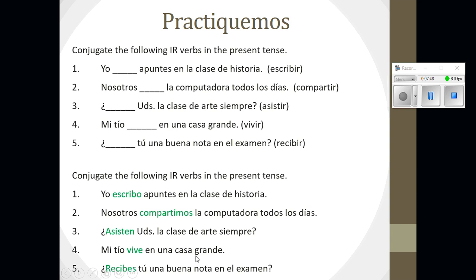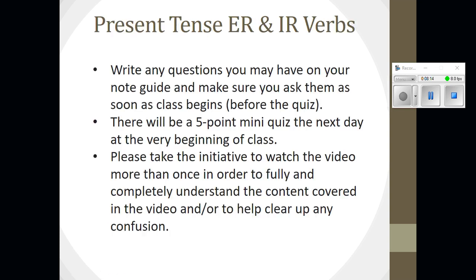4. Mi tío vive en una casa grande. My uncle lives in a big house. Here we've dropped the IR and added E because my uncle is like saying he. And finally, 5. ¿Recibes tú una buena nota en el examen? Do you get a good grade on the test? Okay, and notice that in these 2 questions, the subject pronoun came after. Okay, the form of the verb, recibir, would be recibes because we dropped the IR and added ES to make it the tú form.